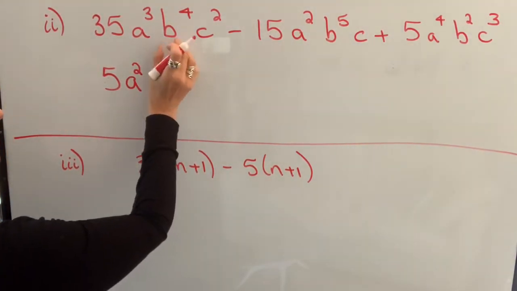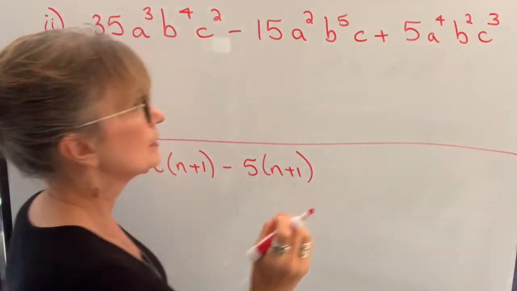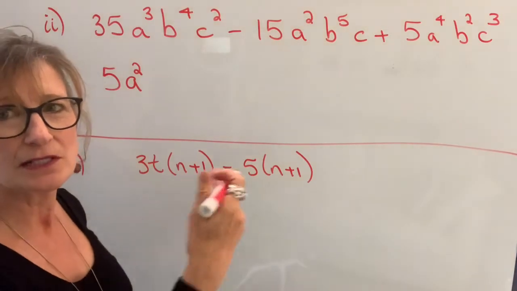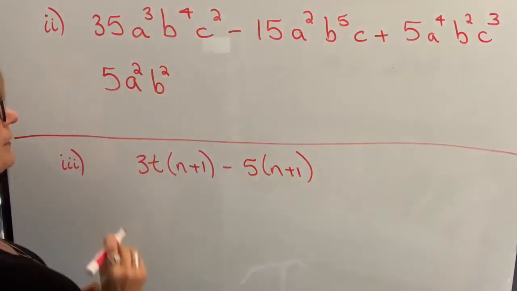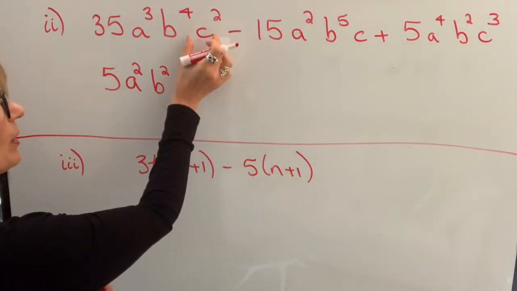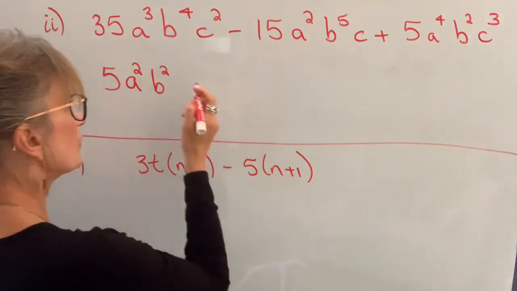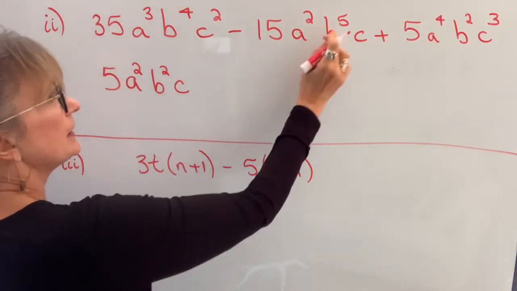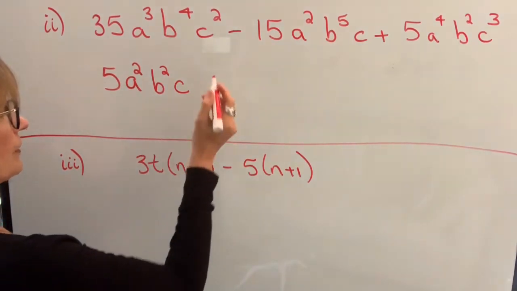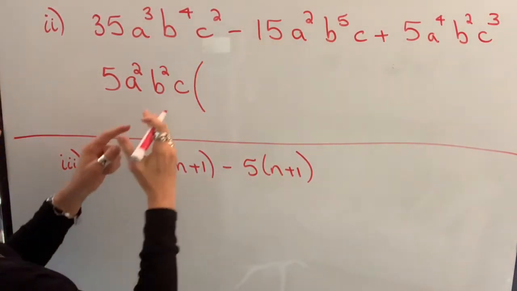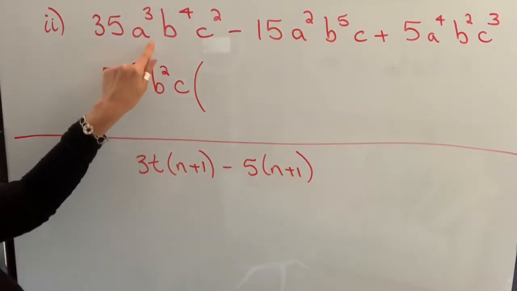I look at my powers of b: b to the 4th, b to the 5th, b squared. So the highest power of b that goes into each of those evenly is the lowest exponent, which is b squared. And then I look at my powers of c. I have c squared, c cubed, c. So the largest power of c is the lowest power, which is c to the power of 1, that I can factor out of each. Now, to see what I have left when I factor that out, I divide this into each term.